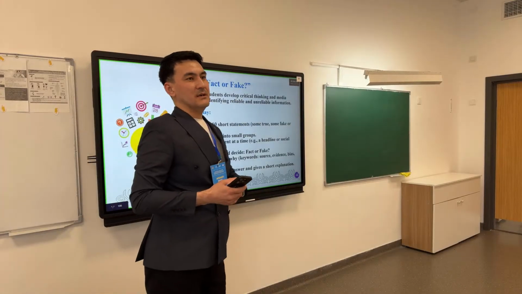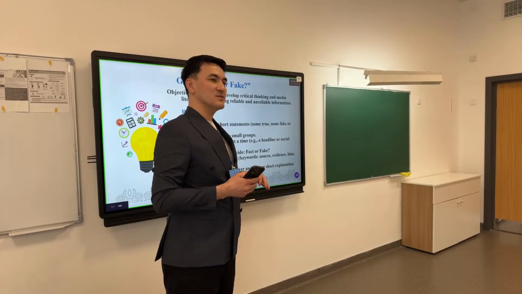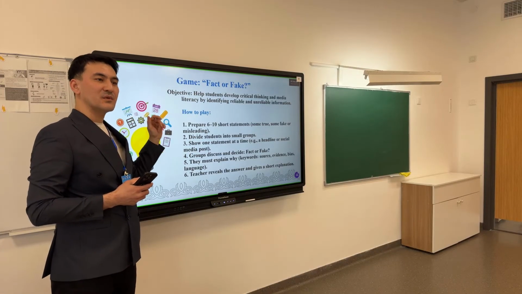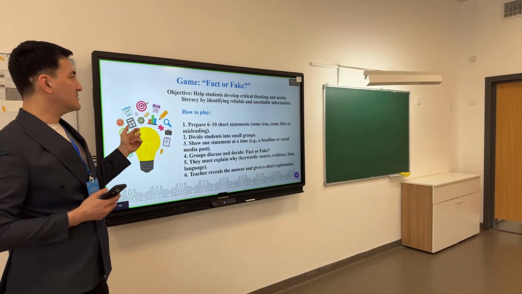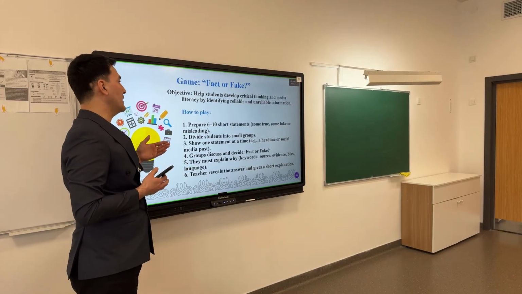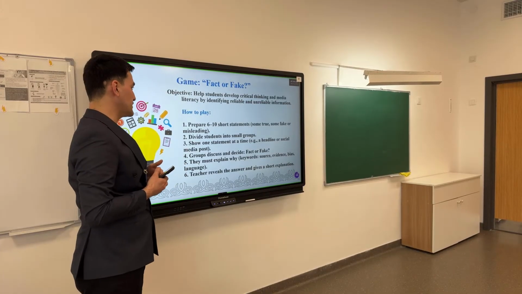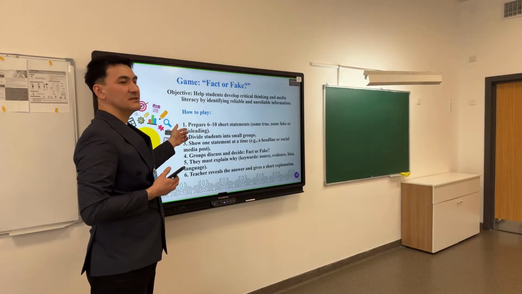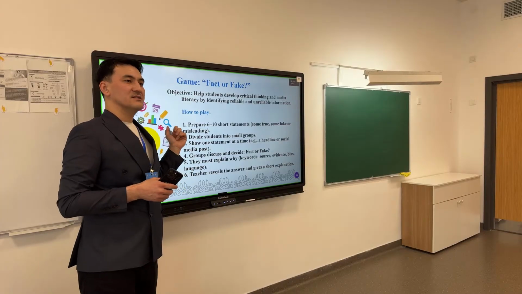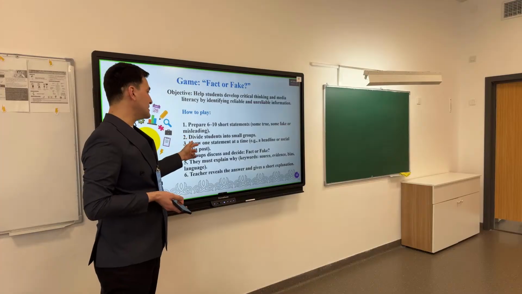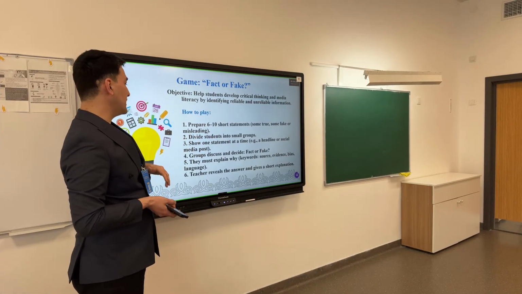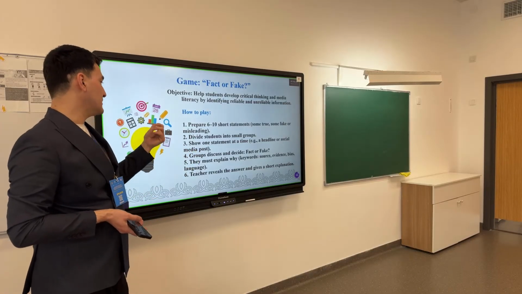And now I'd like to organize one game with you. I have mentioned here the instructions on how to organize one of the activities for teaching media literacy. The game's title is Fact or Fake. The objective is to help students develop critical thinking and media literacy by identifying reliable or unreliable information. How to play? You should prepare 6-10 short statements, some true, some fake, false, or misleading. Divide students into small groups, then show one statement at a time, for example, a headline on social media posts. Groups discuss and decide fact or fake, and they must explain why, using keywords: source, evidence, bias, language.